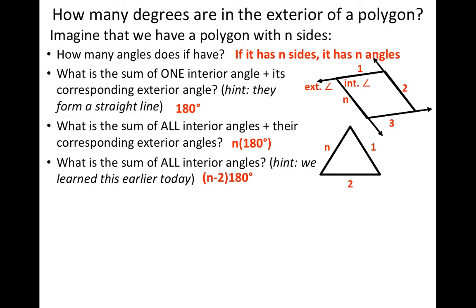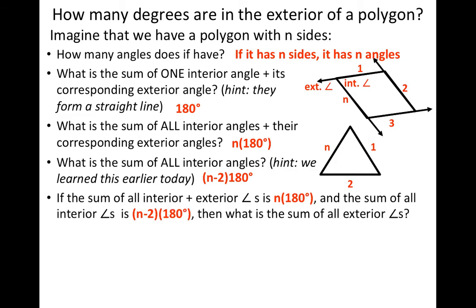So now we know that the sum of all the interior and exterior angles is n times 180, and of just the interior angles is n minus 2 times 180. So if the sum of all the interior and exteriors is n times 180, and the sum of all the interiors is n minus 2 times 180, what is the sum of all the exterior angles? That's what we're trying to figure out. Well, the exterior angles simply equal the interior angles plus the exterior angles, both together, minus the interior, right? If I find the interior and the exterior together, and then I subtract out the interior, I'm going to be left with just the exterior.